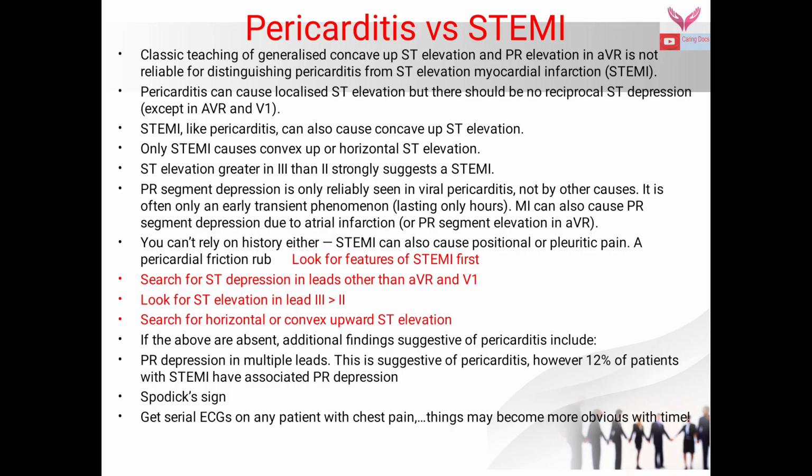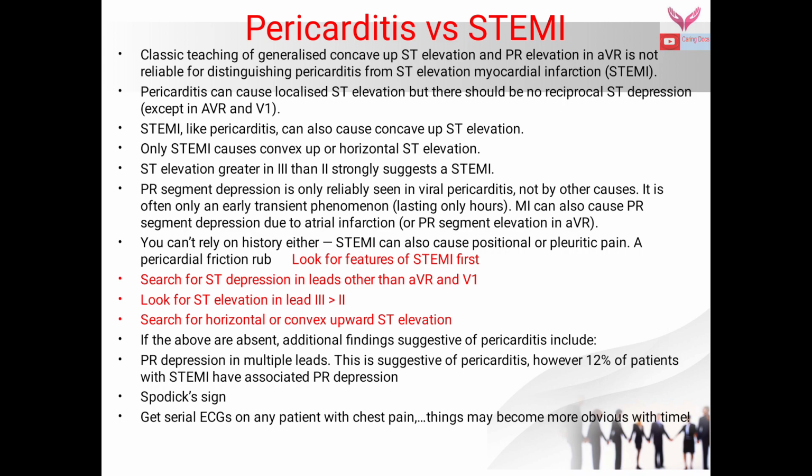ST elevation MI, like pericarditis, can also cause concave up ST elevation. Only ST elevation MI causes convex up horizontal ST elevation. ST elevation greater in lead 3 than lead 2 strongly suggests ST elevation MI. The PR segment depression is only reliably seen in viral pericarditis, not in the other causes. It is only an early transient phenomenon lasting only for hours.